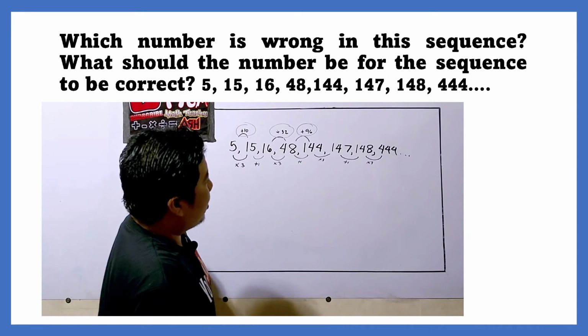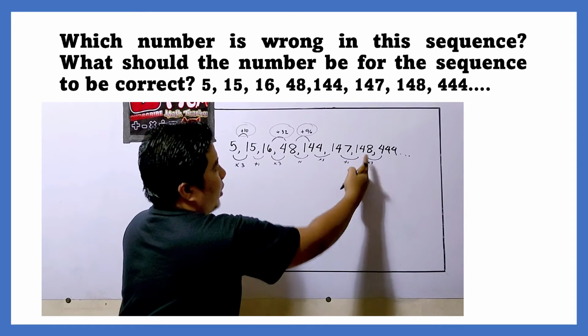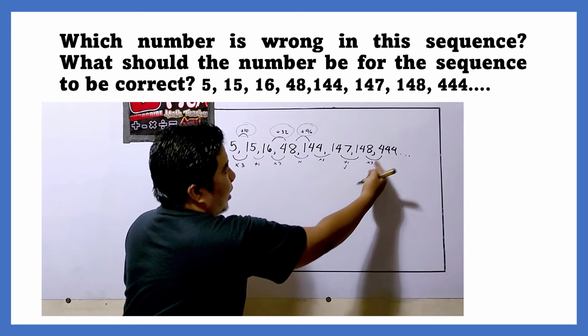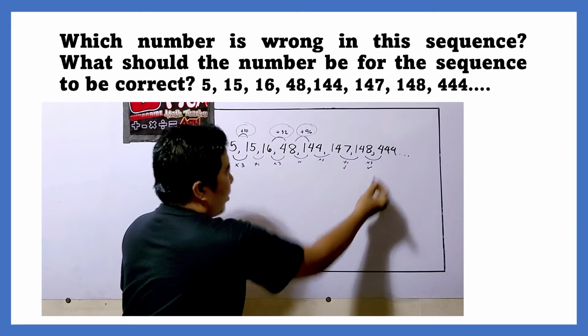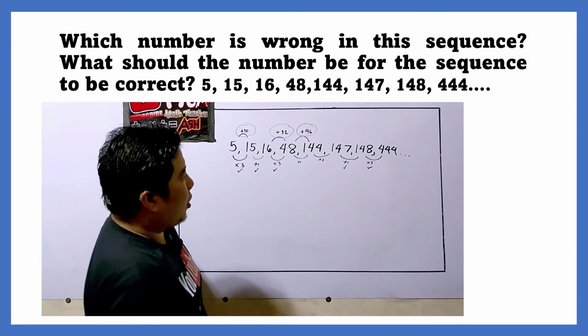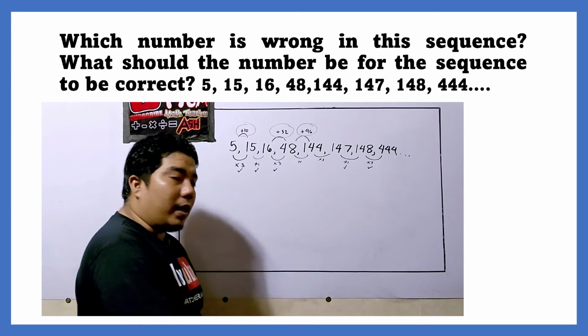Now, let's validate whether this is correct. 147 plus 1 is 148. That's correct. 148 times 3, that is 444. That is also correct. We also validated that this is correct, and this is correct. Therefore, the pattern here is times 3, plus 1, times 3.